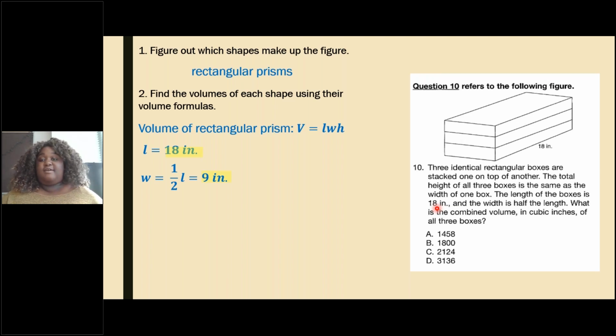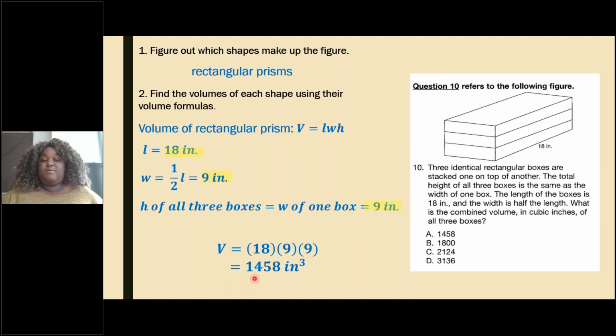So now I need to figure out my height. So they said the total height of all three is the same as the width of one. So if I just figured out the width is 9, then the height of all three, which is equal to the width of one, is equal to 9. So now that I have all three values, I have my length, I have my width, I have my height, I can multiply them together to get 1,458 cubic inches, which will be A. So I'll give you a minute just to kind of look through that.